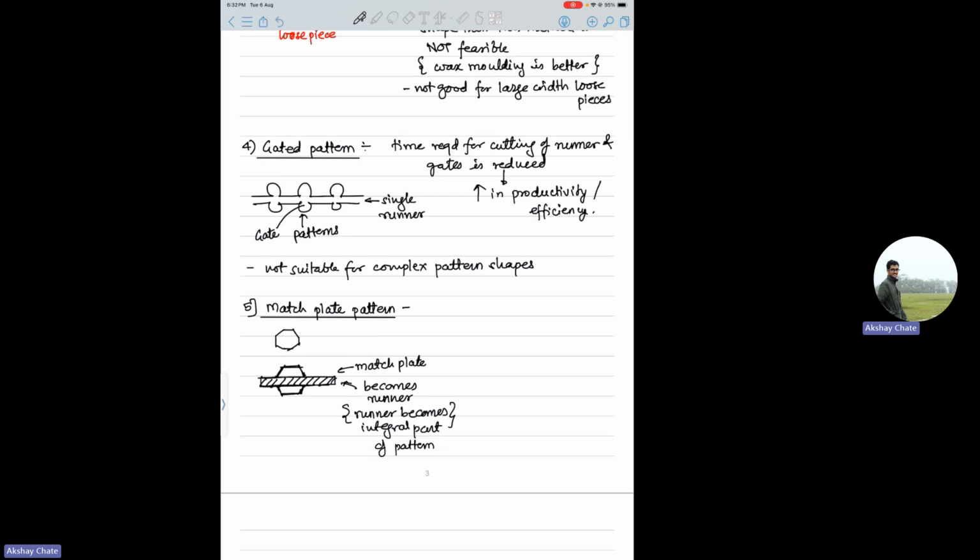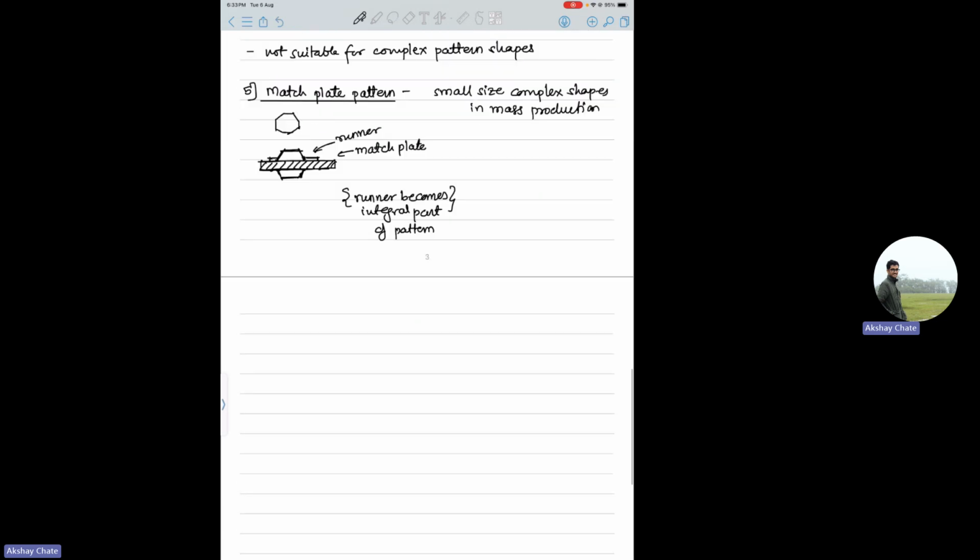Typically the runner becomes the integral part. You don't remove the match plate. Your runner is basically not here. The match plate is okay, but you'll have a runner somewhere here, like that. So the runner will be separate. Basically, this is also like a split kind of thing, but the advantage with this is it is used for small size complex shapes in mass production. So that is where match plate patterns are used.